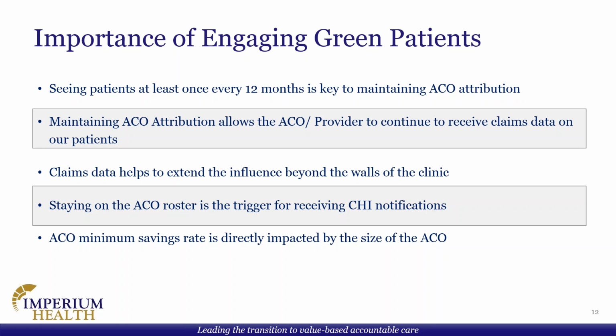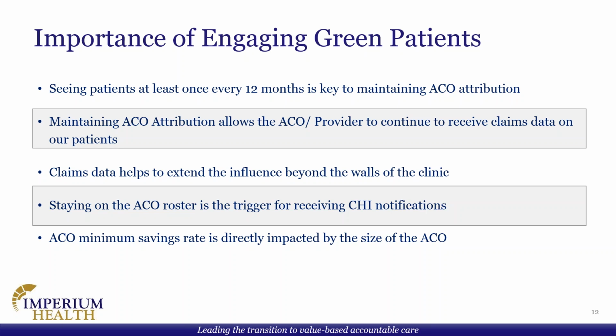We know that that claims data, that information that we have coming to the ACO on a monthly basis, is one of the best ways to really extend the influence of the ACO and go beyond the walls of the clinic to make sure that we're able to make a difference to our patients. We know that staying on an ACO roster is also one of the best ways to ensure that we're triggering some of those CHI or those health exchange notifications. Because if we're not getting those health exchange notifications, that's kind of a miss. The more data, the more information we have available to us, the better.